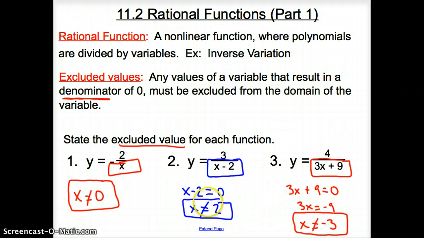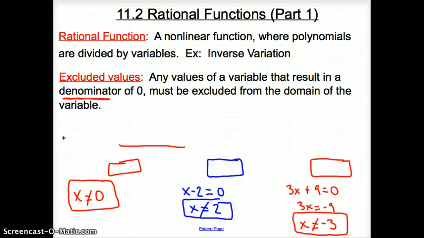If we check all these, if I put this 2 in for this x, it would be 2 minus 2, which would be 0. You cannot divide by 0. With 3 times negative 3, that would be negative 9 plus 9, which would be 0. You cannot have 0 on the bottom of a fraction. That's why we set it equal to 0 and solve for x, and then exclude that value.